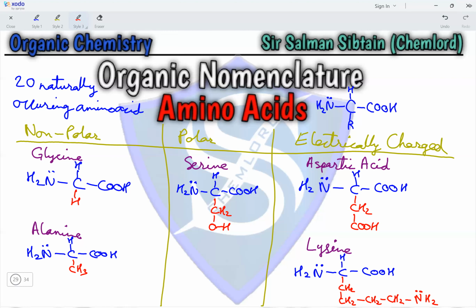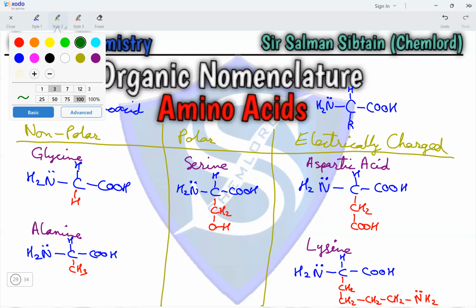So aspartic acid having a COOH makes it electrically charged, and lysine having an NH2 group makes it electrically charged. Now, the reason that it is electrically charged is that when these groups carry a charge, COOH will carry a negative charge and NH2 will be converted into NH3 positive. So that is why they're called electrically charged.